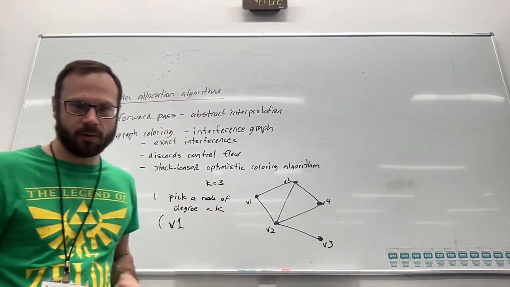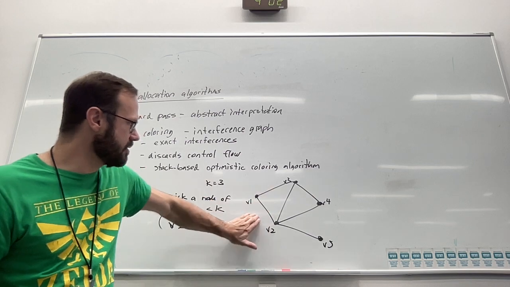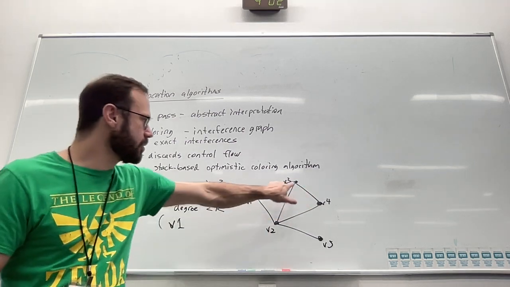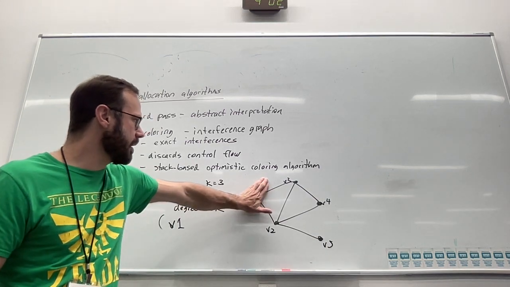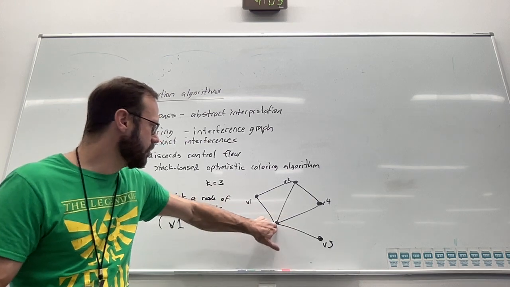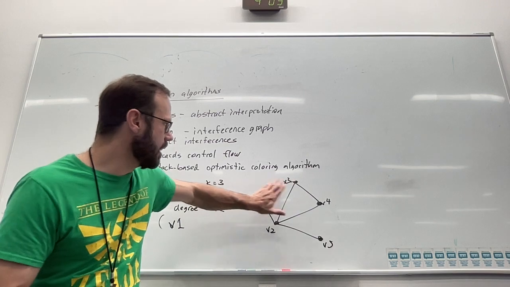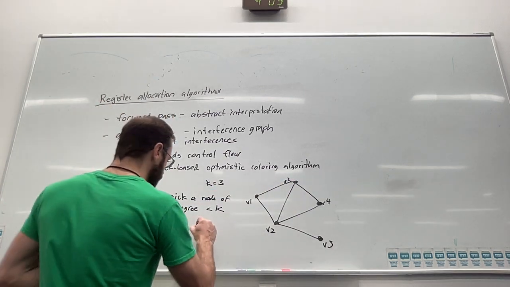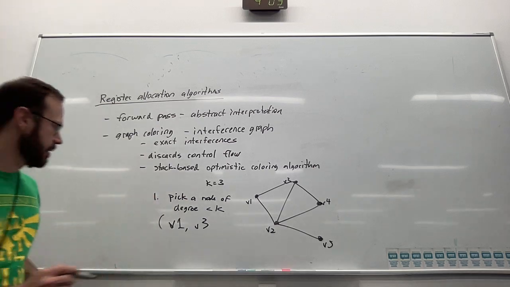If we remove it from the graph, we remove both the node and its edges, which means that its neighbors are reduced in degree. So if we remove V1 from this graph, we can see both V3 and V4 are now candidates, and V2 will not be less than 3, so we can't pick it. So we get new candidates. Let's say we pick V3 and put it on the stack.